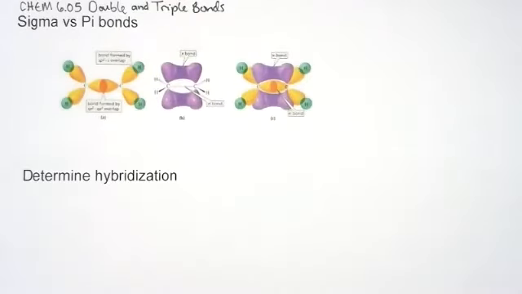Right, this is chemistry lesson 6.05 over double and triple bonds and how that affects hybridization. So we're going to start off actually from a different standpoint. We're going to look at a couple of structures that we've already done.